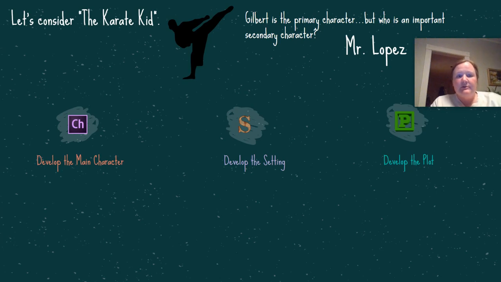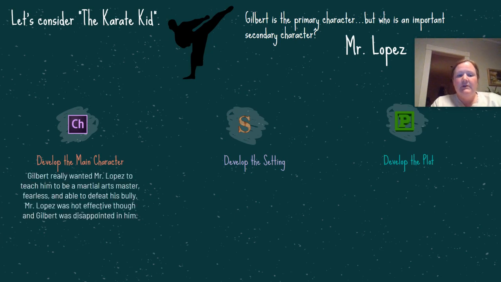So, we really need to take a look at and analyze his role within the story. So, how did Mr. Lopez help develop the main character? Gilbert really wanted Mr. Lopez to teach him to be a martial arts master, to be fearless, and to be able to defeat his bully. Mr. Lopez was not effective, though, and Gilbert was disappointed in him. So it's important to point out that Mr. Lopez was not effective in teaching Gilbert martial arts. However, he does teach him something else.